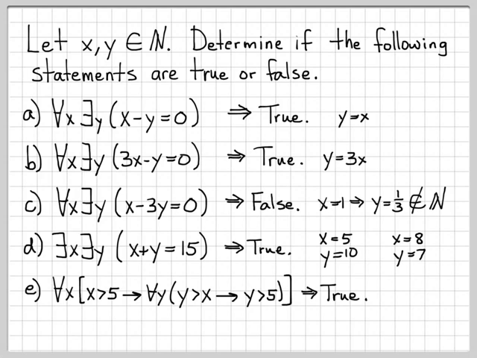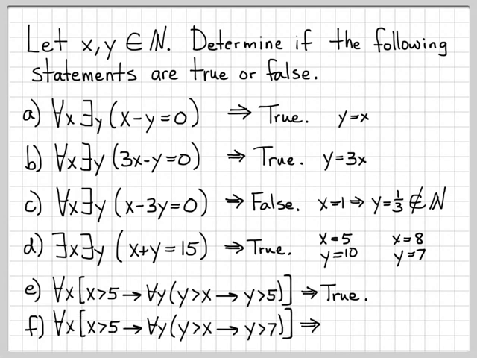Well, obviously this is true for the numbers we just listed. We said that y has to be 7, 8, 9, 10, 11, and up. So clearly y is greater than 5. So this is a true statement. Let's do something similar. What about for all x greater than 5 implies that for all y such that y is greater than x, that y is greater than 7. Is this true or false?